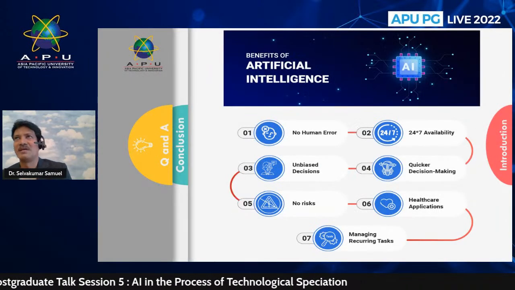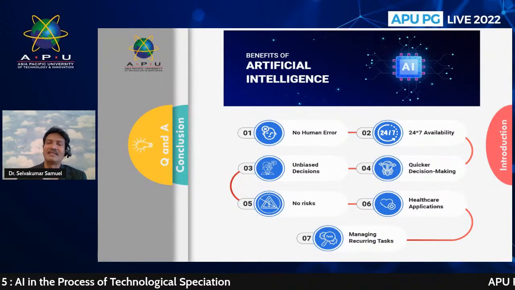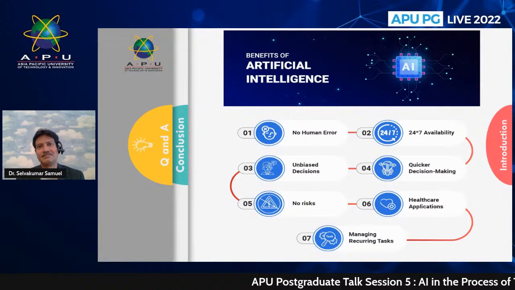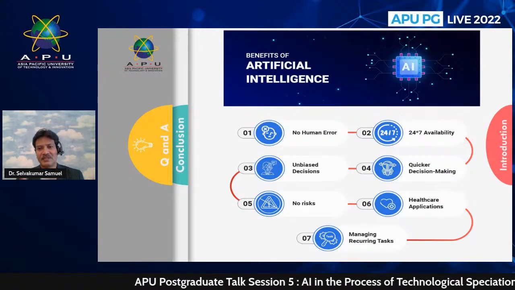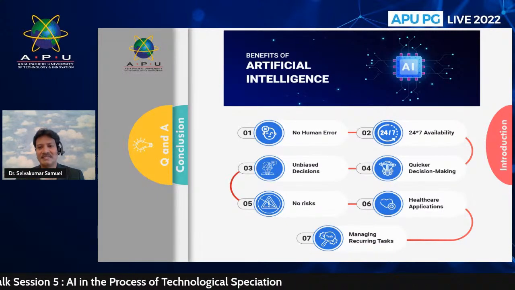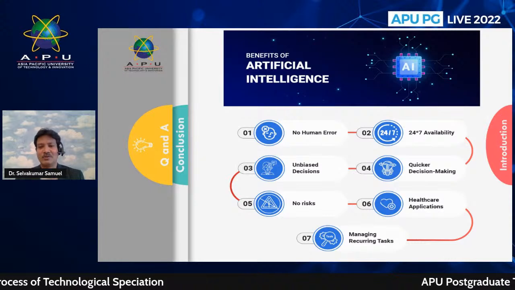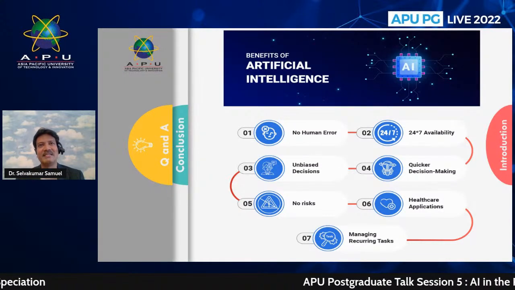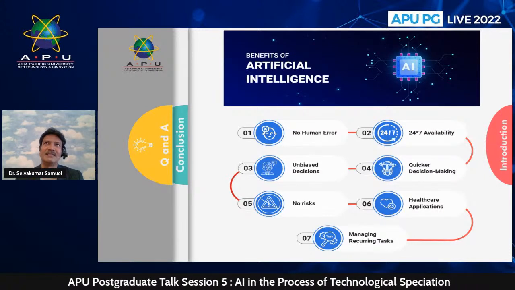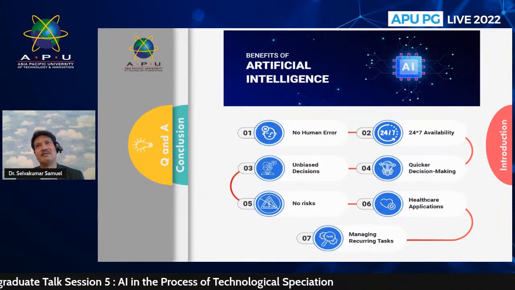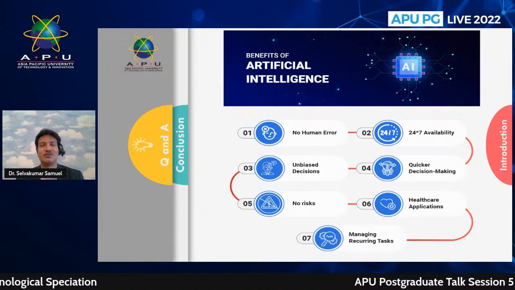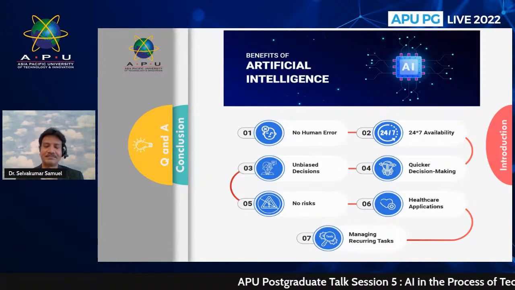What are the benefits? Okay, when you apply artificial intelligence together with other technologies into a domain, what is the main benefit? Here you can see some of the benefits: no human error, unbiased decisions, no risk, faster decision making, quicker decision making, 24/7 availability, help, like this various aspects. I can summarize like increase the efficiency, increase the accuracy. That is the major advantage of AI when you apply together with any technology in any domain.